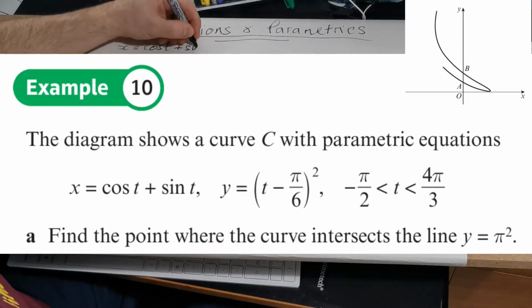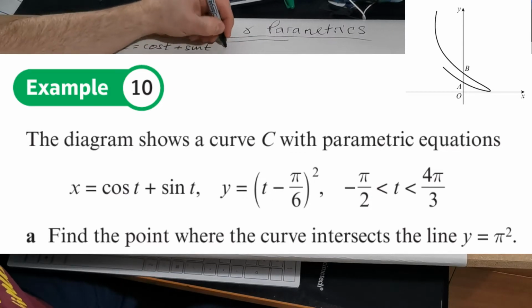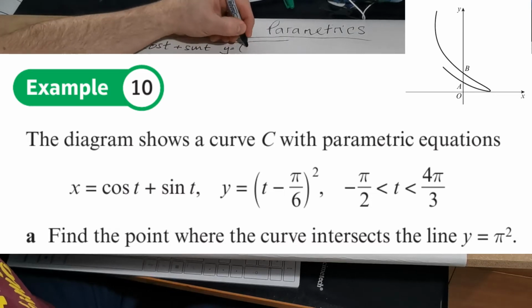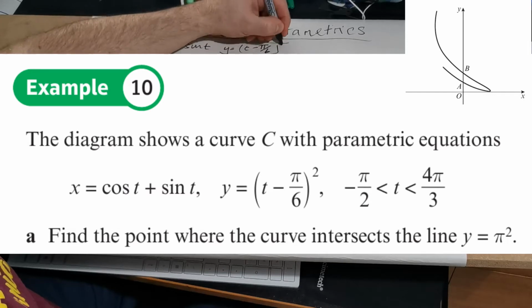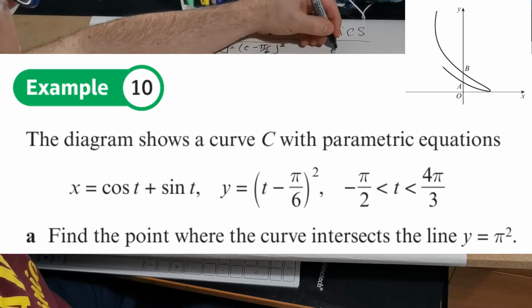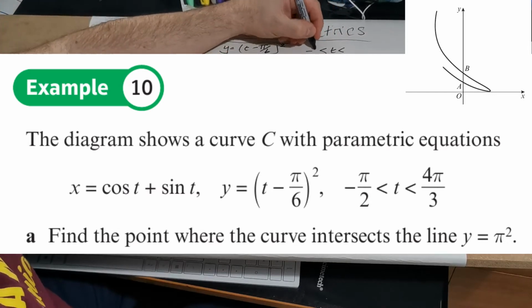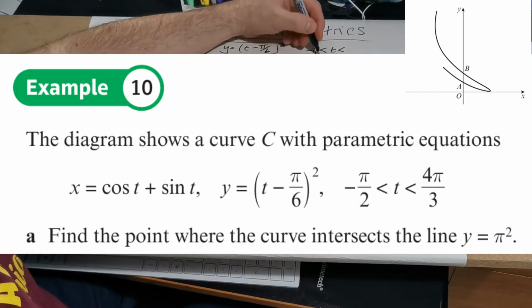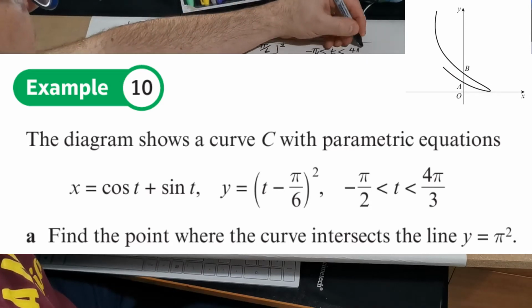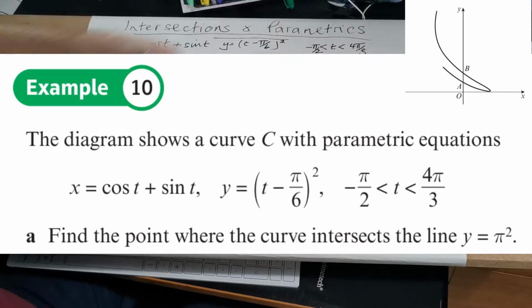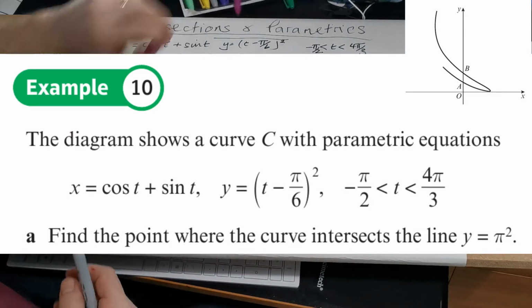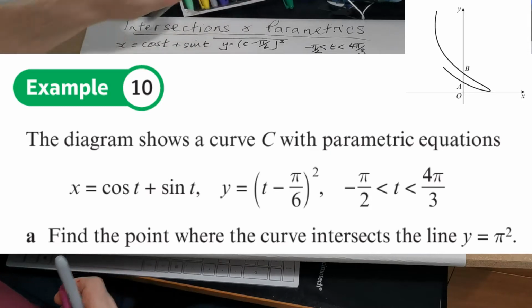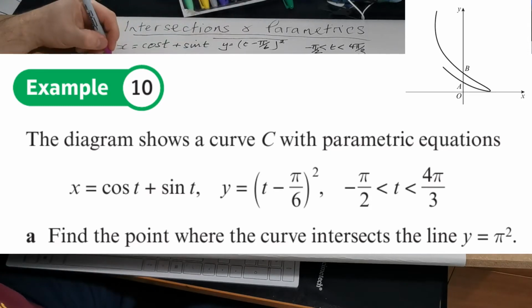plus sine t and y is equal to (t minus pi by 6) squared, and we're given that t is in between minus pi by 2 and 4 pi by 3. Now the question says in part A, find the point where the curve intersects y equals pi squared.